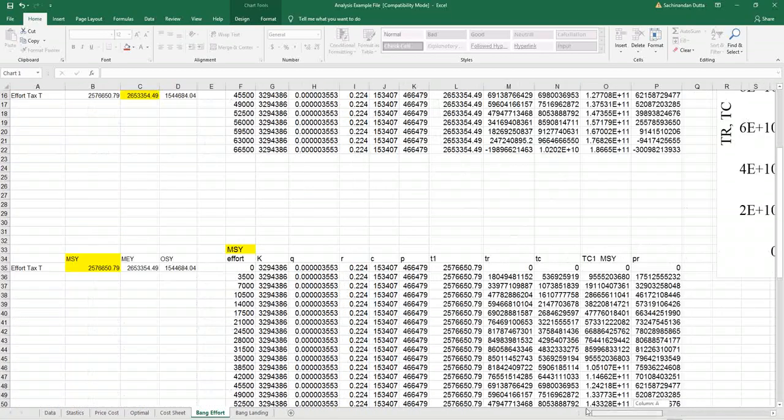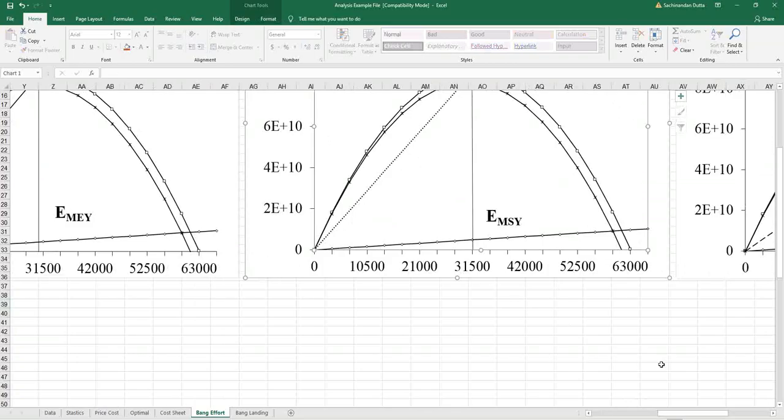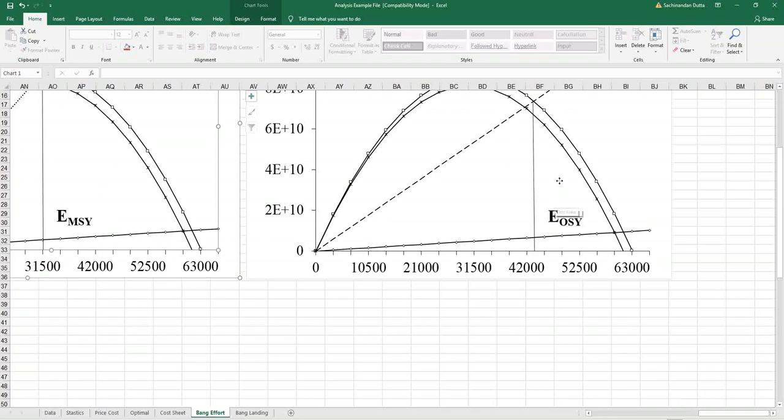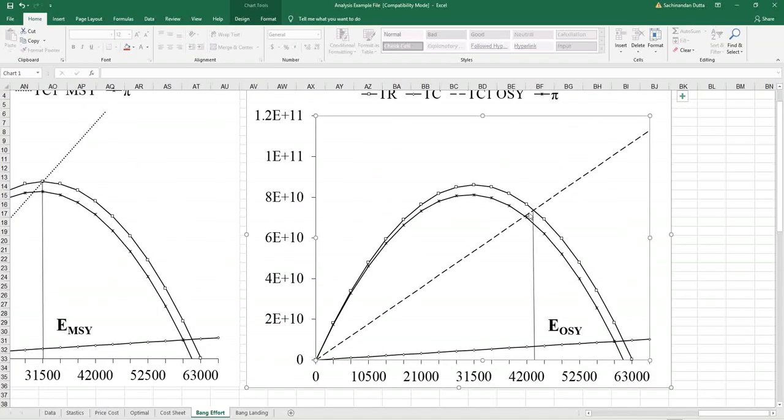Now coming to MSY, the same equations apply. TR, TC, TC1, and pi, the profit. You are taking the tax at the MSY effort, so we are calculating the effort tax now. Then you prepare this graph, with the open access equilibrium or optimal sustainable yield. These three are for the effort.